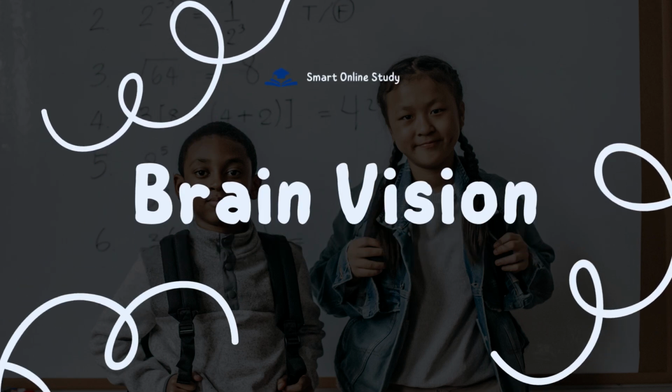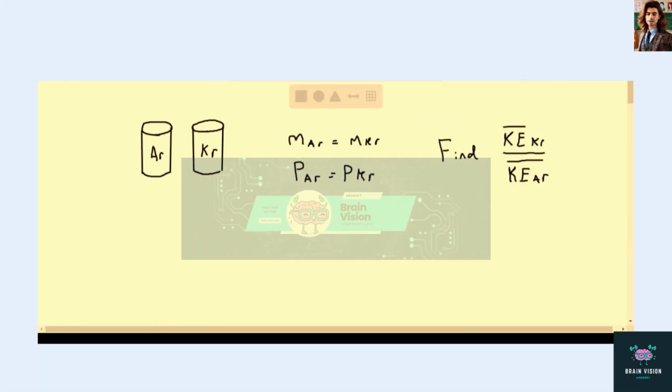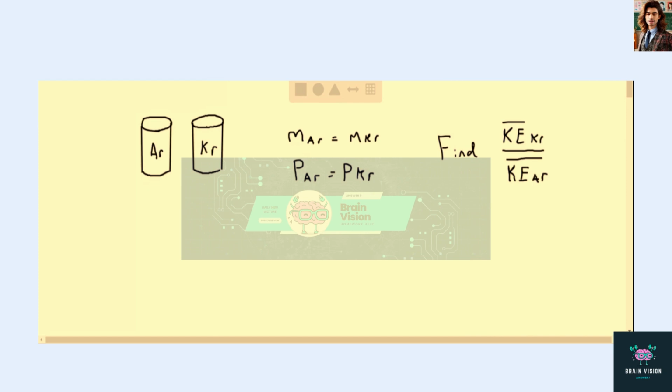Welcome to Brain Vision. In this example, we're given two identical containers of gas, except the gas inside is different. So one of them has argon gas in it, and one of them has krypton gas in it. Now we're told that the masses of each gas inside these containers is the same, and that the pressures are also the same. And we also know, since they're in the exact same container, that the volumes are also the same.